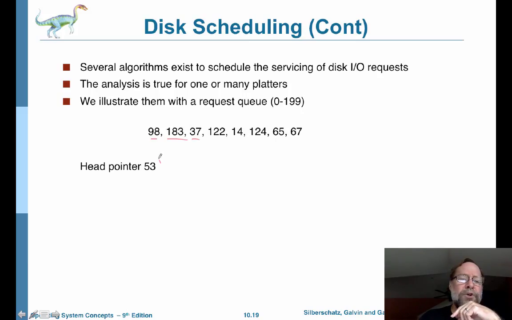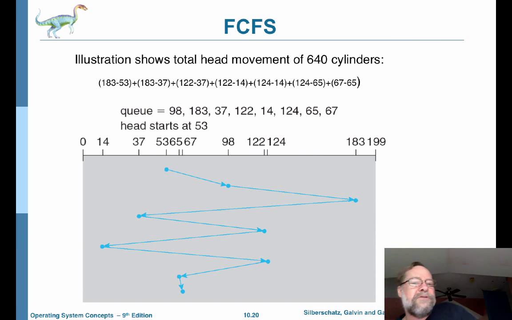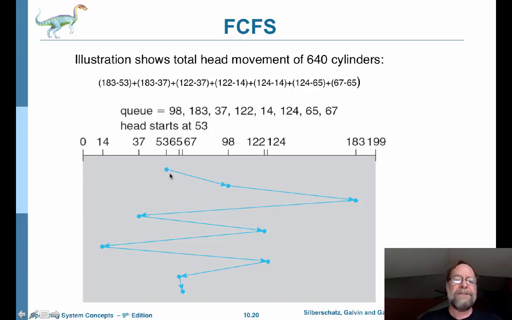And we're going to assume, in our case here, that our head is starting at track 53. So this is the order in which the requests are arriving into the operating system. The hard drive is currently sitting over track 53. We're going to assume that our hard drive has only 200 tracks numbered from 0 to 199. So obviously, the simplest algorithm we could use would be first come, first serve. And that's what this diagram shows here.